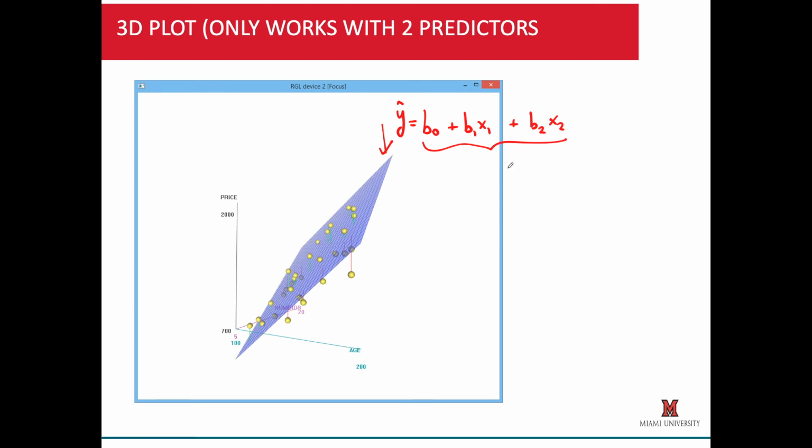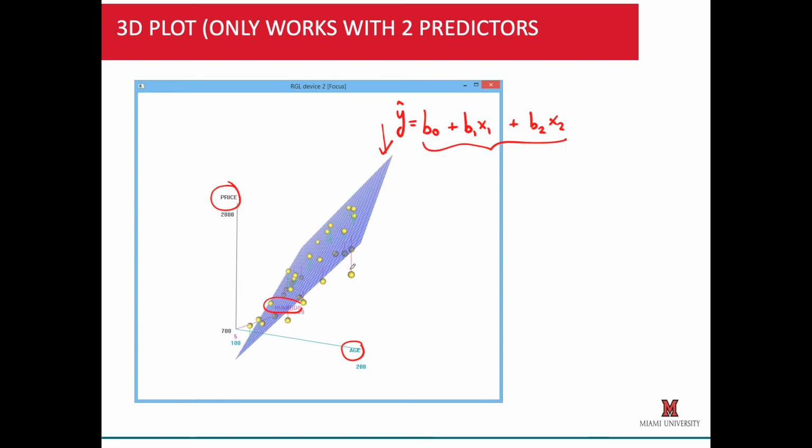This now is a multidimensional plane. It has a slope for the variable age. It has a slope for the number of bids. And then we have the predicted price on the y-axis. So you can see that the plane is trending upwards, which means that as the age increases, so does the price on average, and as the number of bidders increases, so does the price on average.